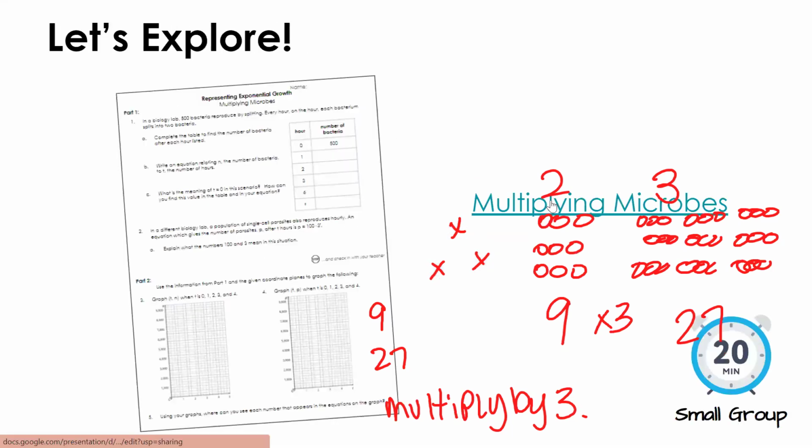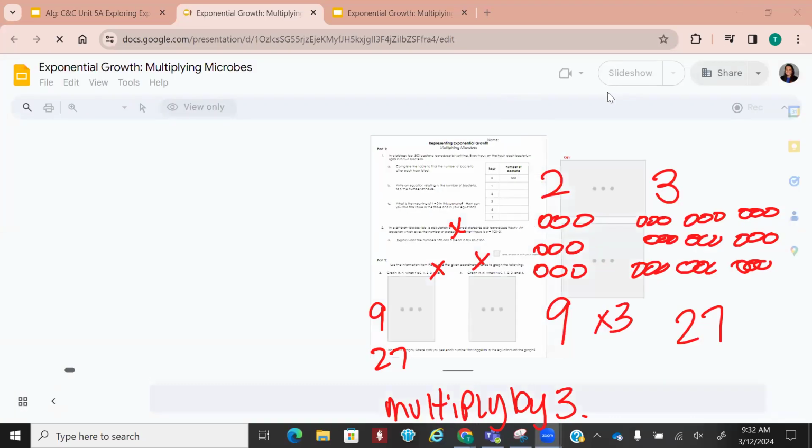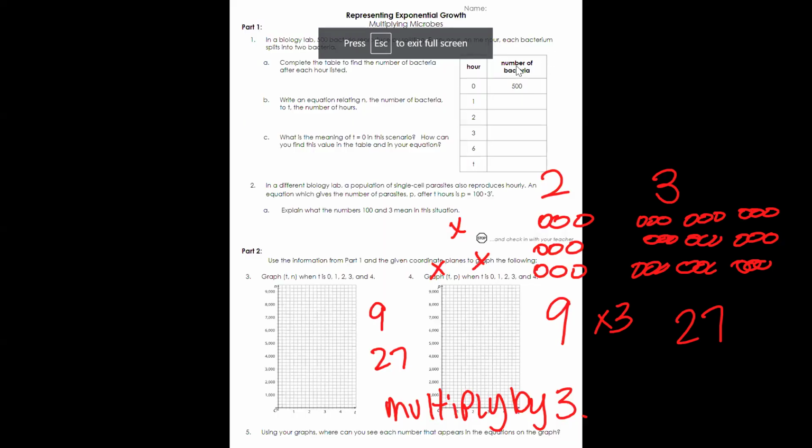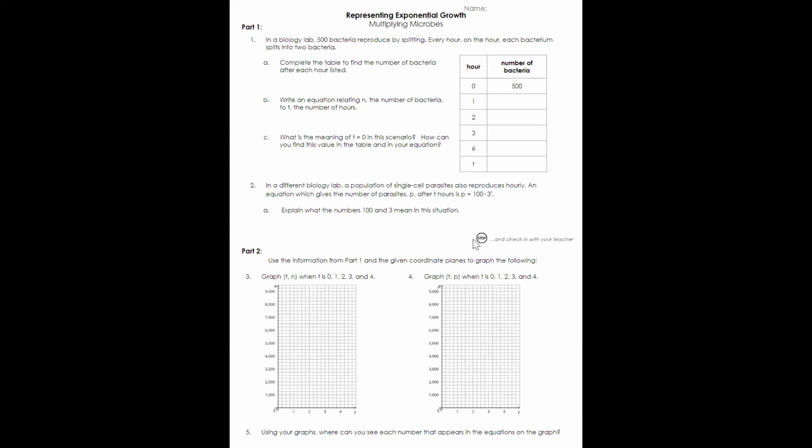Okay, so go ahead and take a look at the paper that says multiplying microbes. What you're going to do is kind of a continuation of what we just talked about. So you're going to fill in this top part, and then you're going to come check in with me, and then we're going to graph it. I know that a lot of us struggle with graphing, so I definitely want to hit that today. The table, the equation, and the graph all say the same thing. All it's doing is rewriting it in a different format. So you're going to complete the top section, come check in with me, and then complete the bottom section. You can work with a partner, but you need to complete this. Don't sit there and not get anything done.